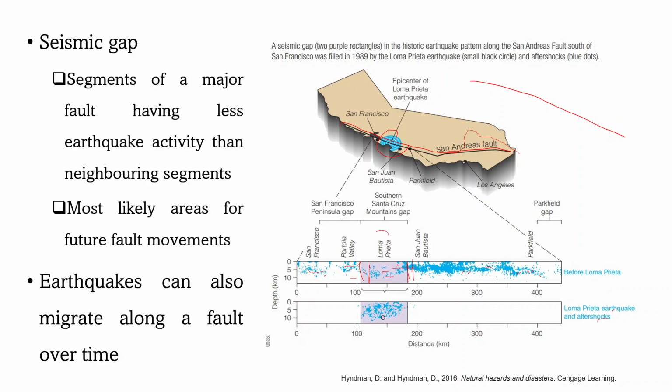So earthquakes can also migrate along a fault over time. So it's not necessary that the earthquake happens only in one place. Rather, it can migrate along the fault line if the fault line is very huge.